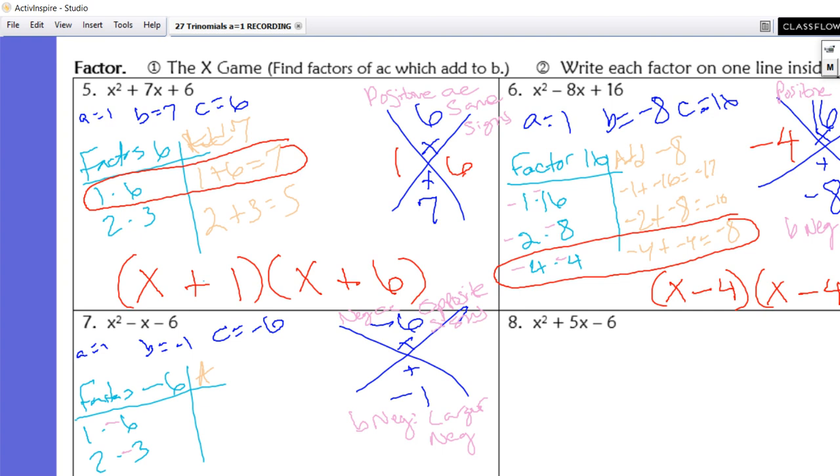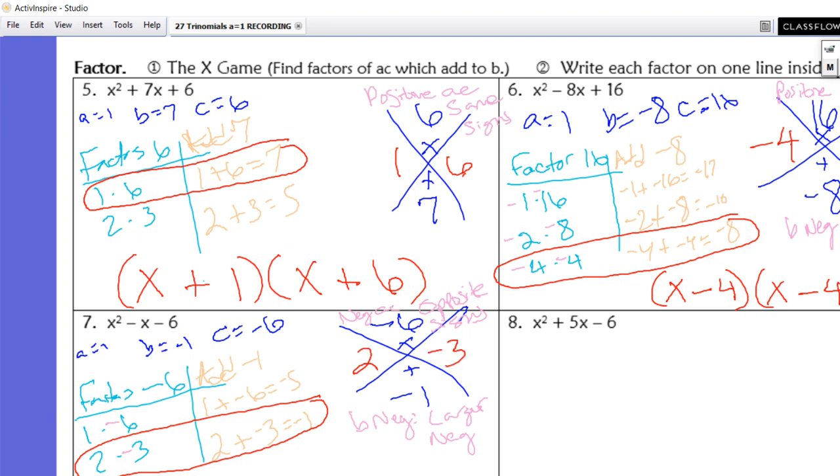So now we're going to add to negative 1. Negative 1 plus negative 6 is negative 5. That's not it. 2 plus negative 3 is negative 1. That's the one that we need for our situation, for our original expression.